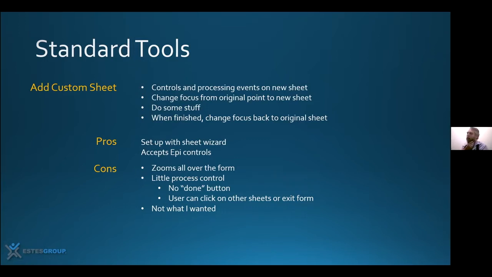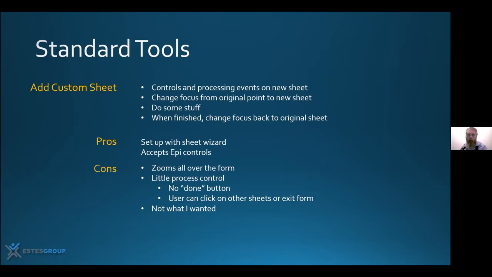If we do use the standard tools, we can add a custom sheet somewhere on the form, add controls and processing to it, change focus from the original point to the new sheet, do some things, and when we get finished, we could change the focus back to the original sheet. That has some pros to it. We can set that up with a sheet wizard, and we can use standard Epicor controls on it.